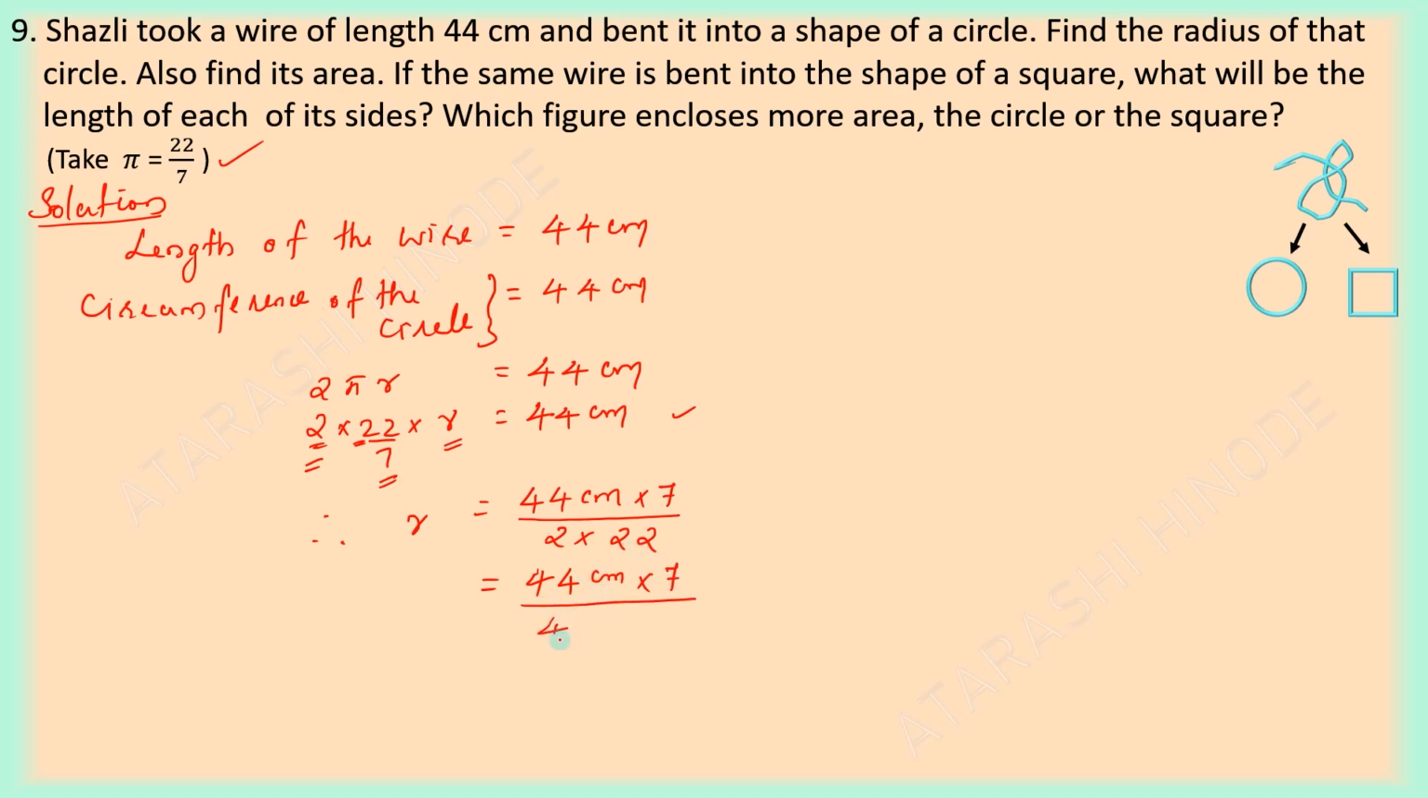It is 44. That is equal to, here we can cancel 44 and 44. So here it is 1 centimeter into 7. So we get the radius as 7 centimeter. That is, here we found the radius of the circle.